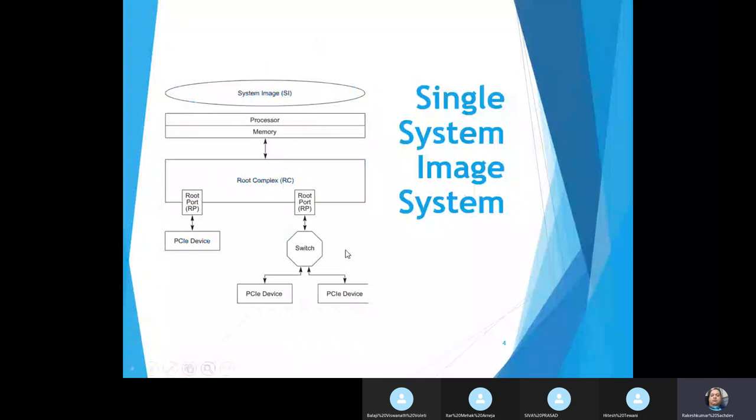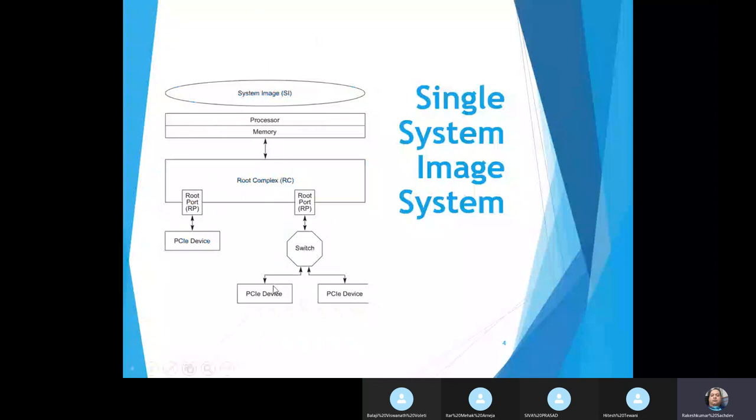in the laptop. Suppose you have a laptop, previously maybe an 8086 or Pentium 4 processor from Intel. System image is nothing but the operating system. So we had a single processor, a single operating system, and a memory controller. With the memory controller, the root complex was there. With the root complex, you can have multiple root ports. On one root port you can connect one device, on another root port you can connect a switch maybe. This is something known to us.